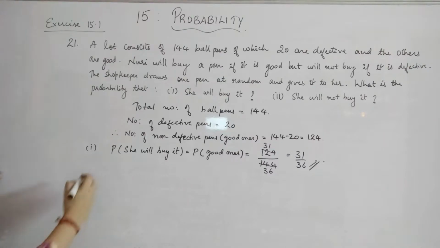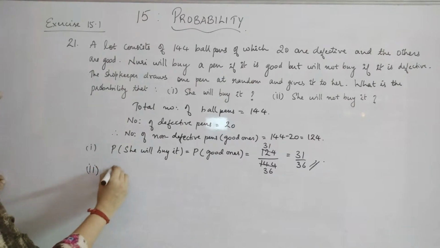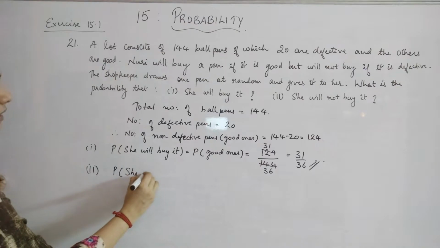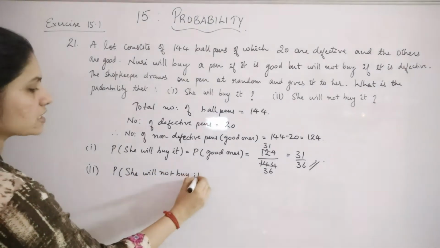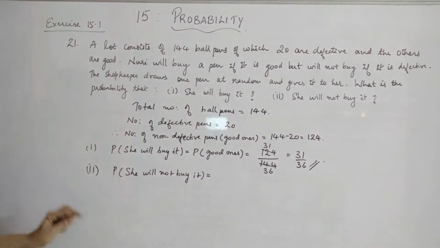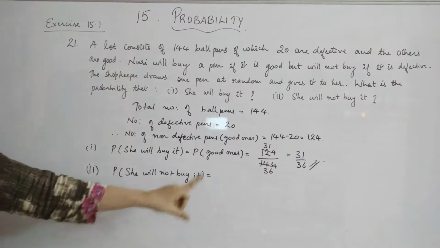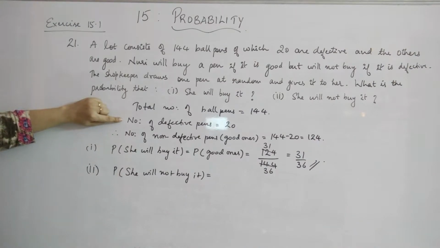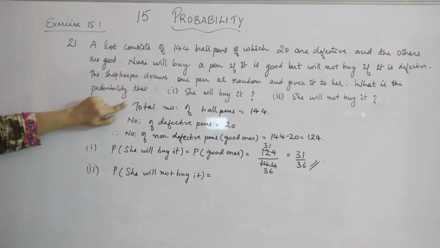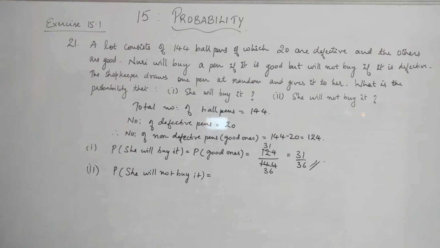Now what will be the probability that she will not buy the pen? She will not buy it, that is the pen. That means probability of getting a defective one, right? So you have two things. Either you can just make it as 1 minus probability of getting a good one, or you can just take the number of defective pens divided by the total number of pens. Okay.